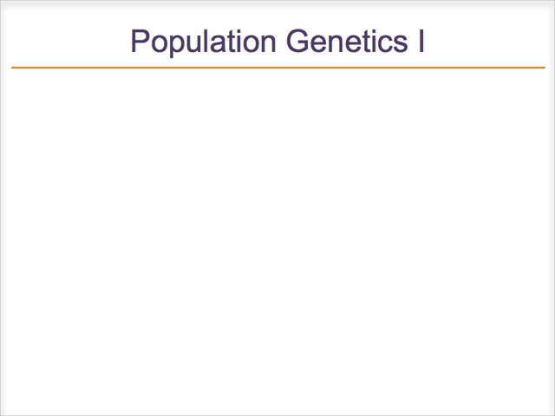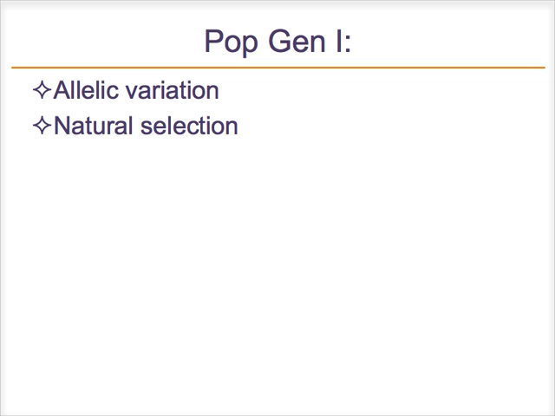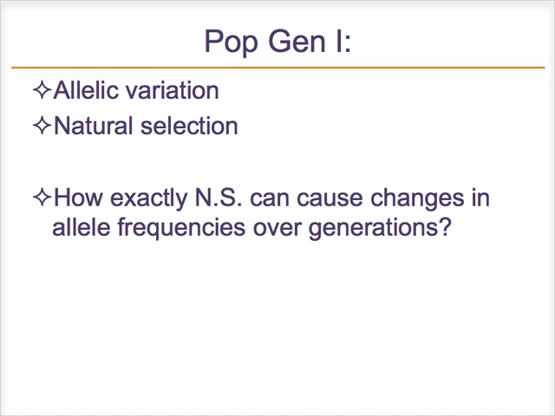And we're going to combine that with the concepts that we've already been talking about, those of allelic variation and natural selection, so that hopefully by the end of the unit we'll be able to answer a very specific question, and that is, how exactly does natural selection cause change in allele frequencies over generations? And of course you'll recognize this as our definition of evolution, allele frequencies over time. So the question is, how does natural selection cause evolution?